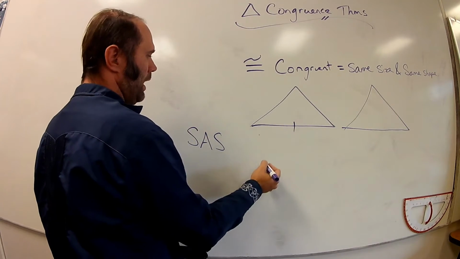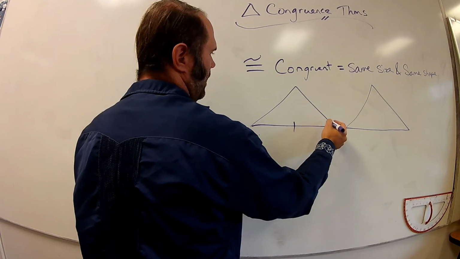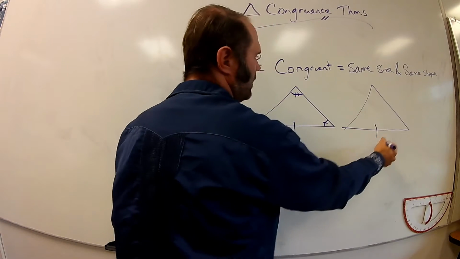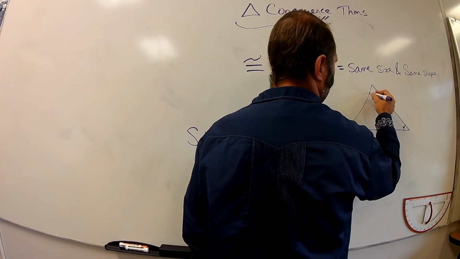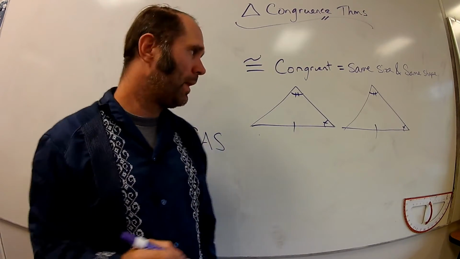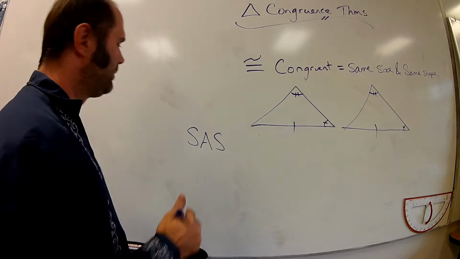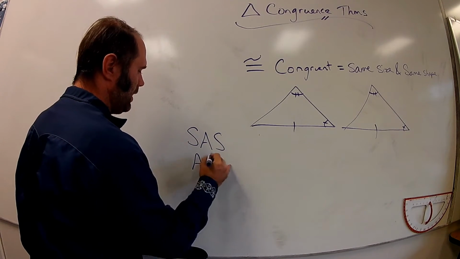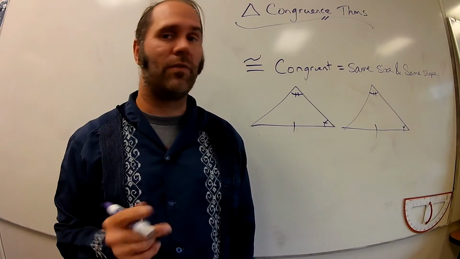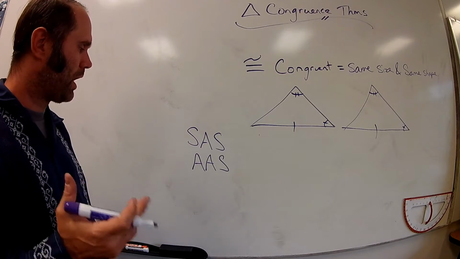Side, angle, side, side, angle, angle. Some textbooks write it side, angle, angle, and other textbooks write it angle, angle, side. I like angle, angle, side, personally, instead of side, angle, angle. So angle, angle, side. What other combinations are there?